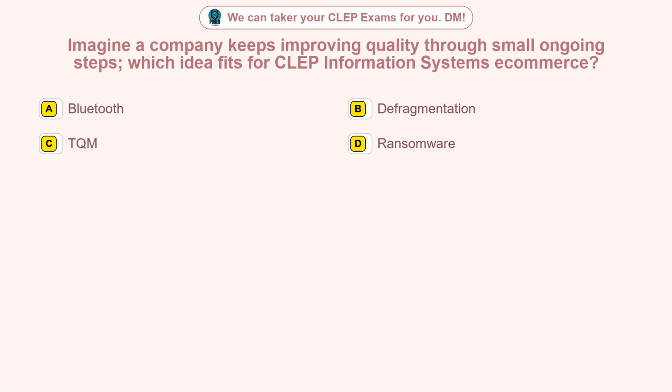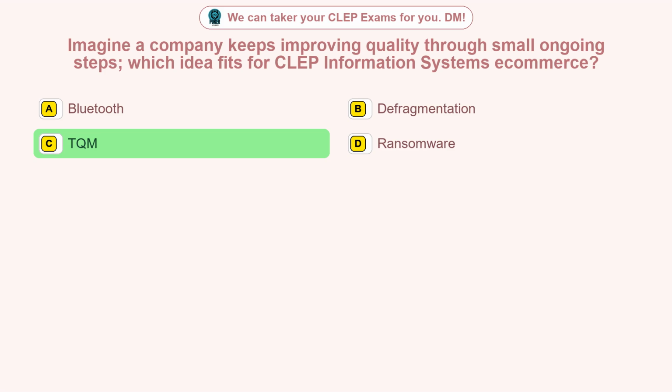Question 18. Imagine a company keeps improving quality through small ongoing steps. Which idea fits for CLEP Information Systems Ecommerce? Option A. Bluetooth. Option B. Defragmentation. Option C. TQM. Option D. Ransomware. The correct answer is option C.